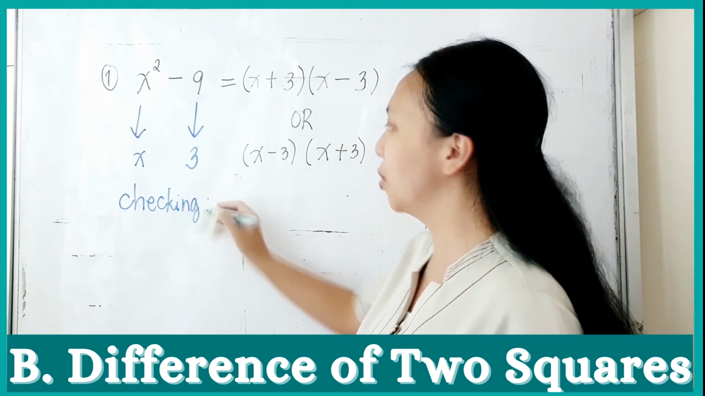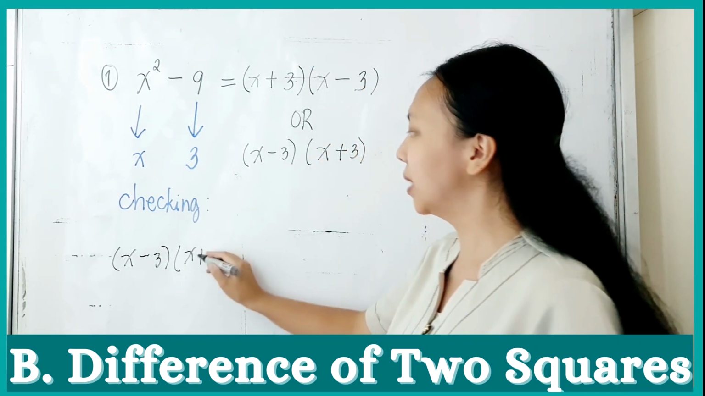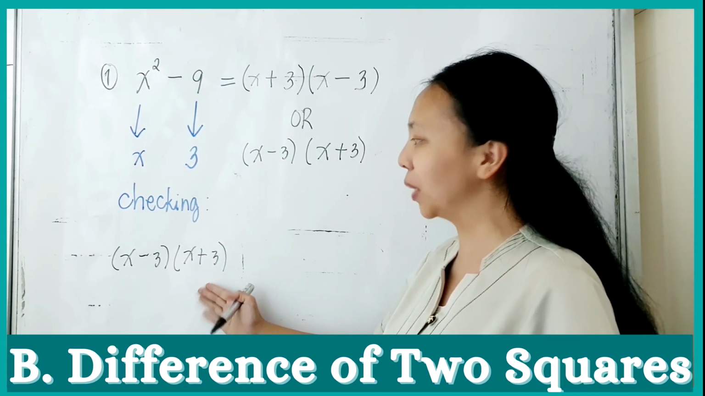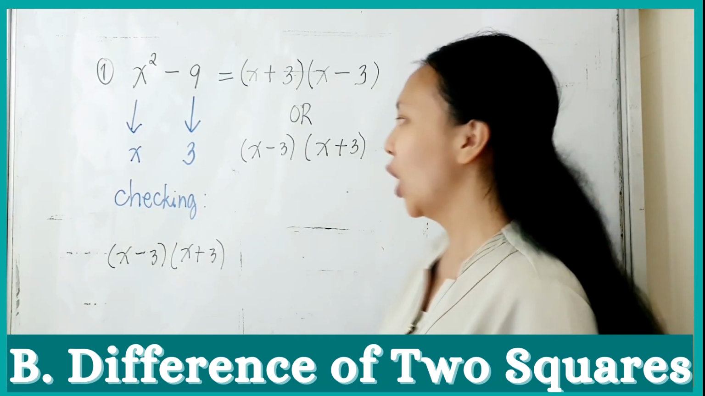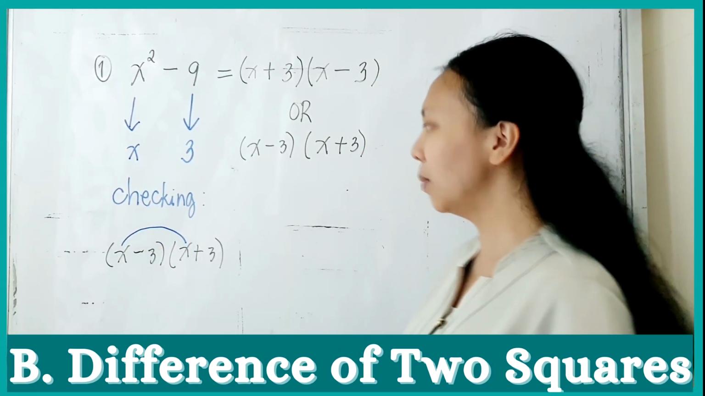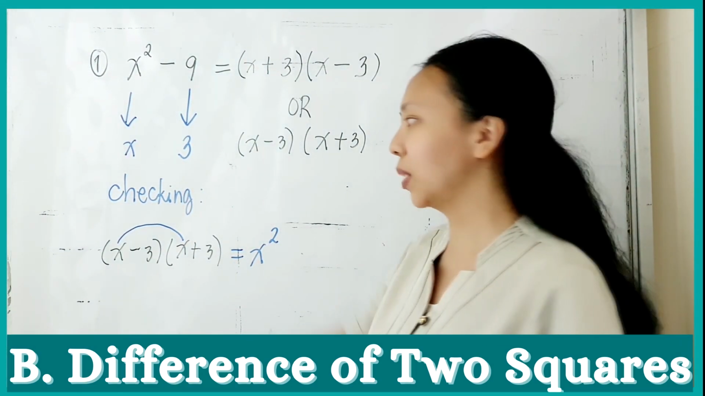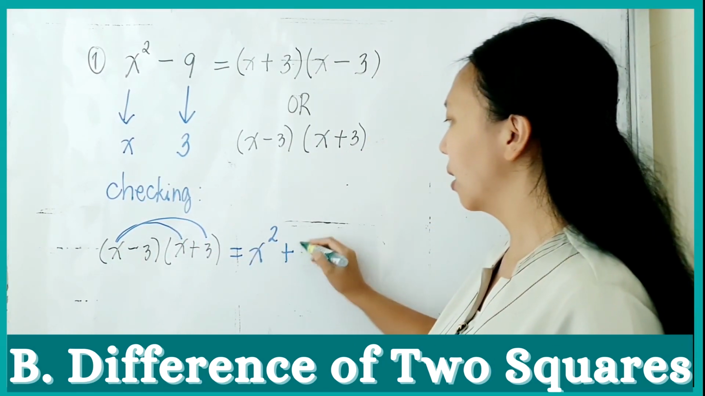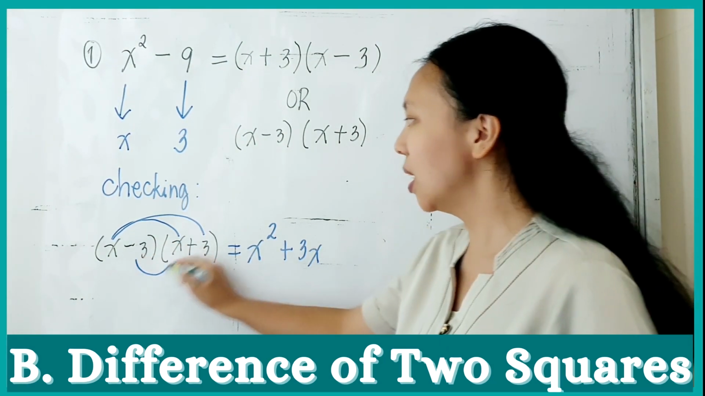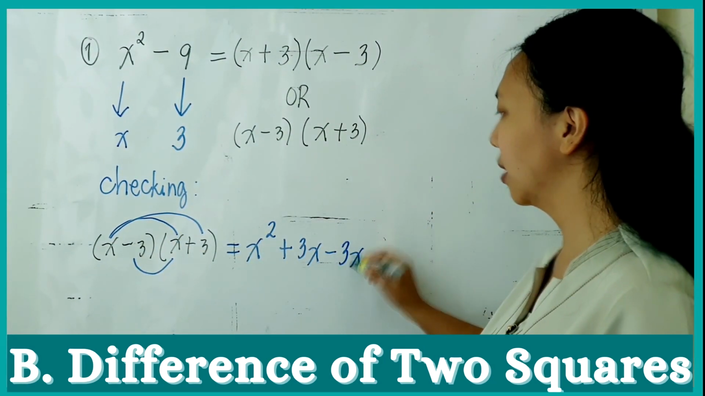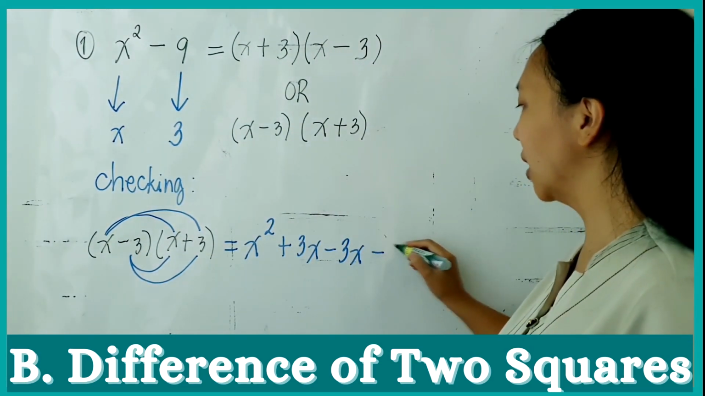Again, all we need to do here is to apply DPMA. But since we have two binomials that are being multiplied to each other, we can actually make use of the FOIL method. Let's do that. First terms first. X times x equals x squared. Let's multiply the outer terms. X times 3 is 3x. This time, the inner terms. Negative 3 times x is negative 3x. And finally, the last terms. Negative 3 times 3 is negative 9.